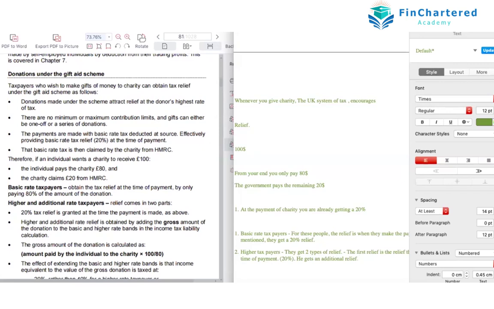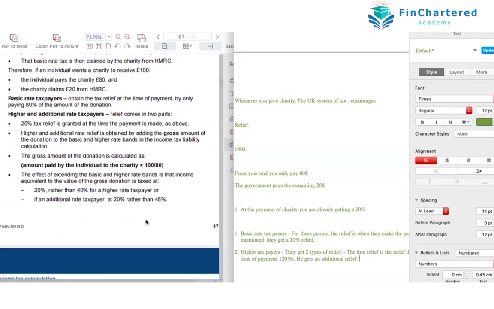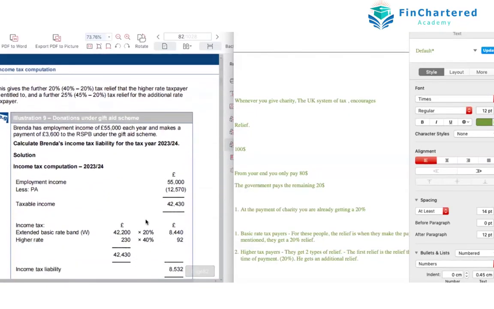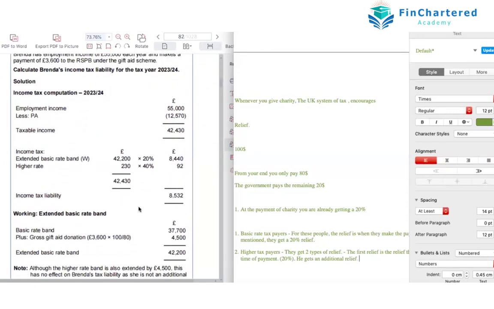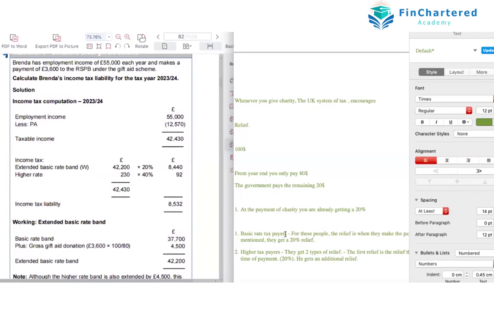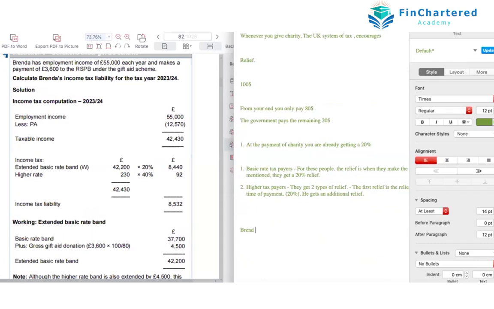Again, you don't need to look at the textbook. But what will you do? Let's look at illustration 9. Brenda has employment income of 55,000. So see, she's crossed that 37,700 category, right? So Brenda has income of 55,000. She makes a payment of 3,600 to the charity under the gift aid scheme.